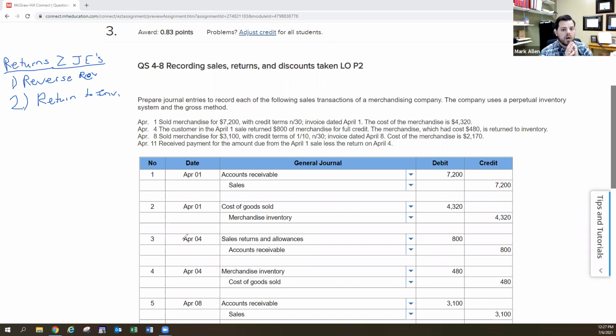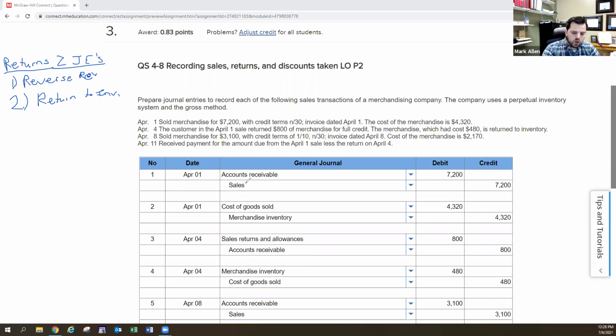So maybe they bought too much. Maybe they bought the wrong size. Maybe they bought the wrong color. Whatever it is, this is inventory that is perfectly fine. They just don't need it. So for some reason, not that the inventory is broken or damaged, we'll deal with that in just a second, but we actually have good merchandise coming back in the door. This is what's going to happen.